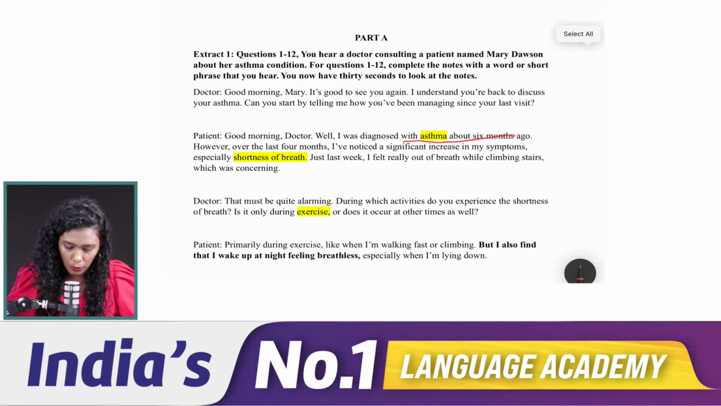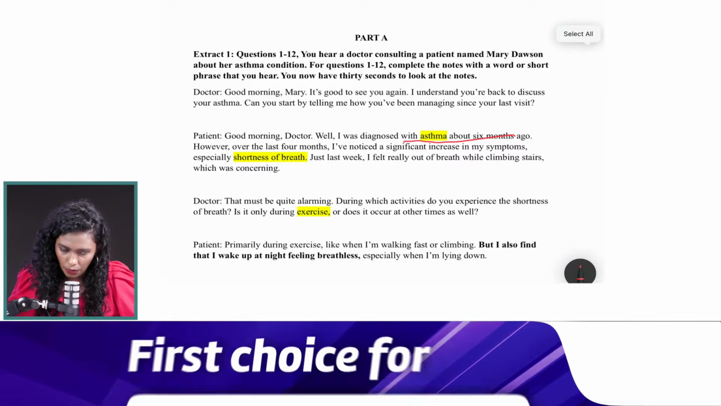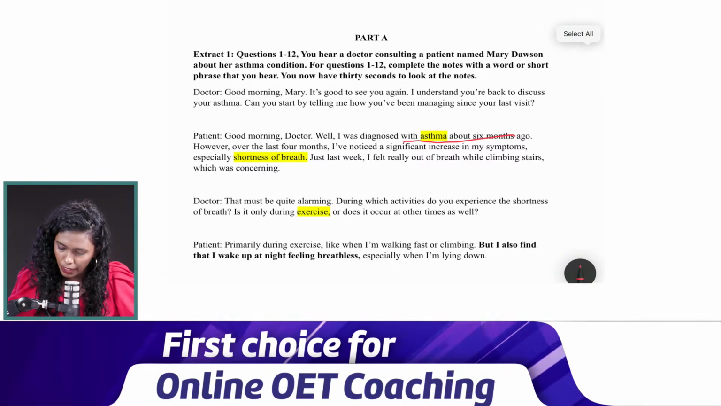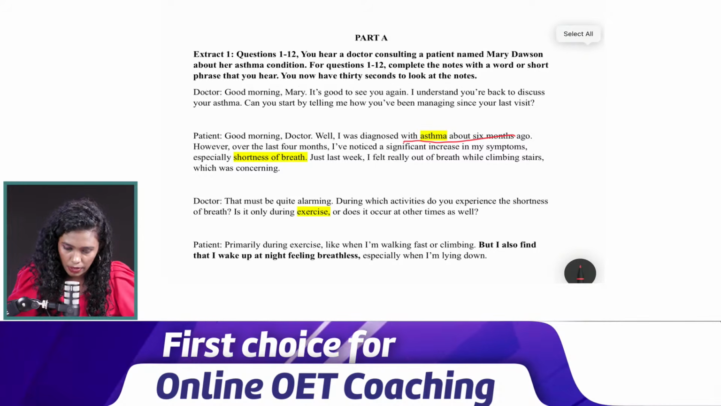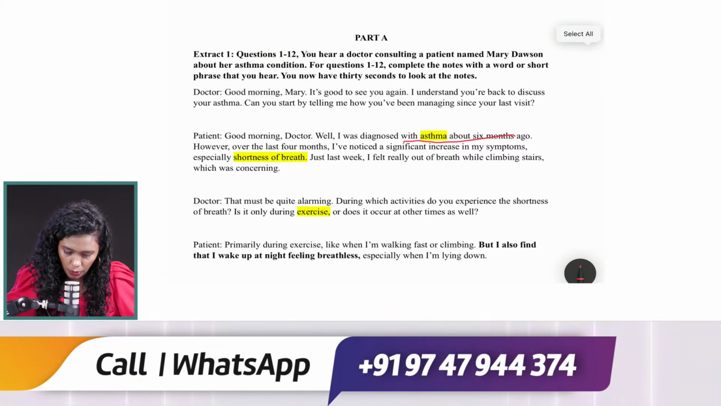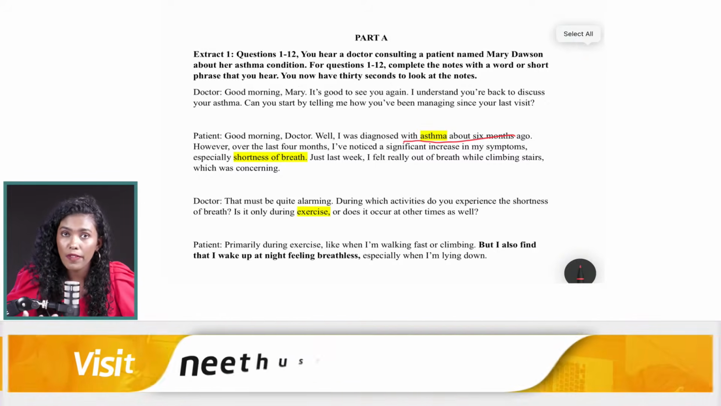Now moving forward to question number 3. The question was shortness of breath during dash. So here again, it is explicitly mentioned: exercise, while it could be various other activities.